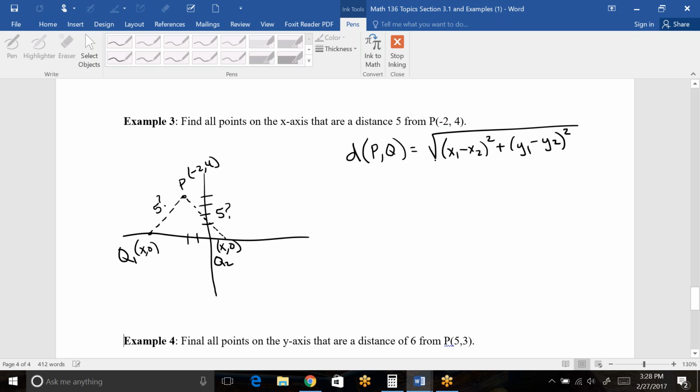See, I'm trying to say it the other way. And like I said, it doesn't matter as long as you're consistent. This time we actually know our distance, so 5 is going in over here on the left. For the x's, just be careful. If it was me, I would always write the variable part first. So we're going to go from Q to P.